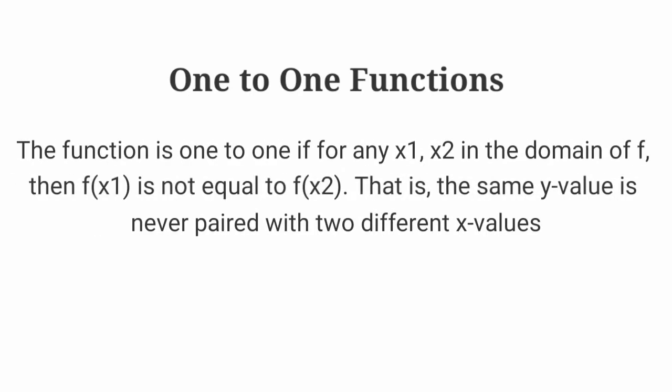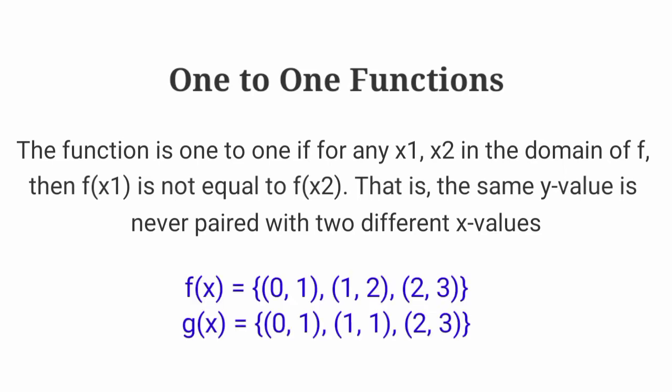A function is one-to-one if for any x1, x2 in the domain of f, then f of x1 is not equal to f of x2. That is, the same y value is never paired with two different x values. Let us consider the following sets as our examples.